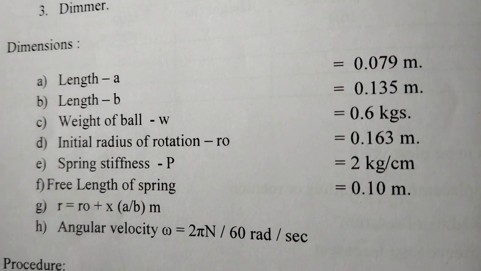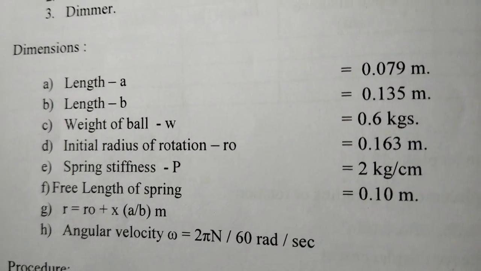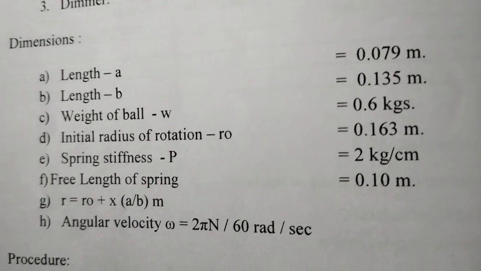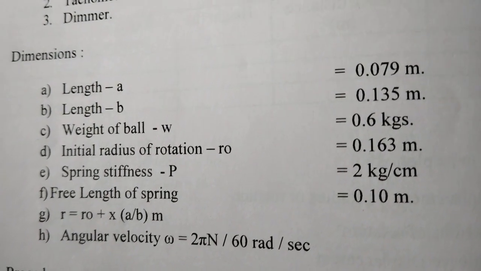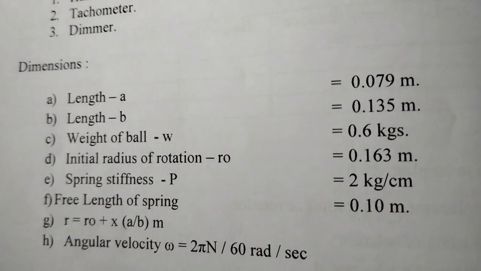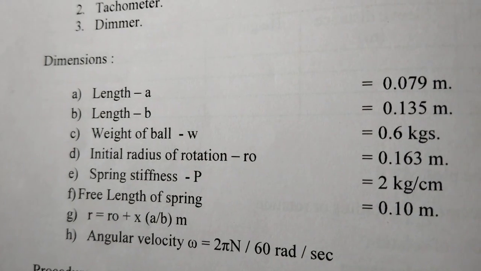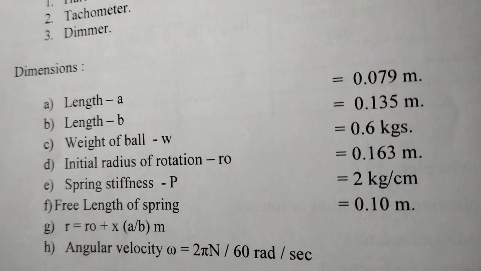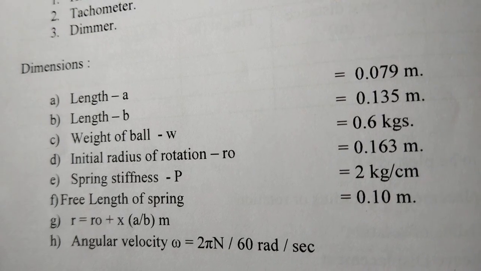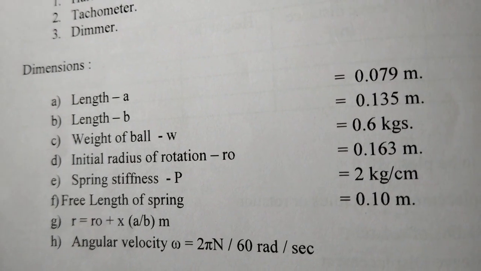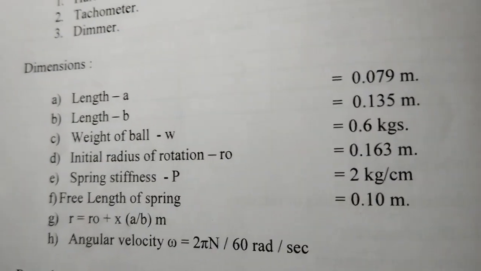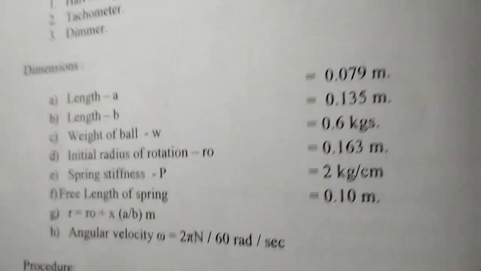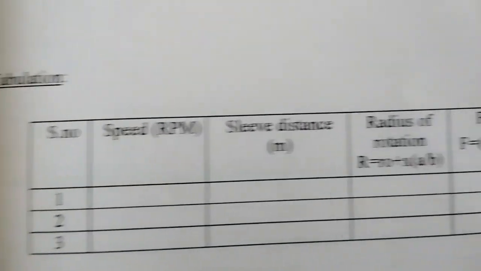free length of spring 0.10 meter, and r, that means radius of rotation, is equal to r0 plus x into a by b. Here x is equal to sleeve displacement and a by b means the ratio of the lengths of the Hartnell links. Then angular velocity omega is equal to 2 pi n divided by 60 radian per second. So next we go for the tabulation.